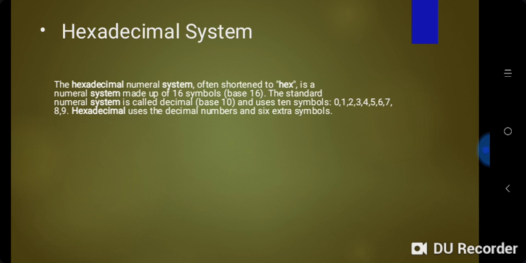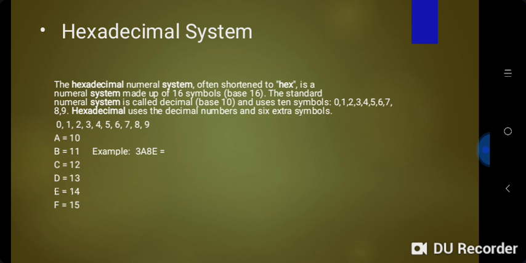Next is the hexadecimal system. The hexadecimal numeral system, shortened to hex, is a numeral system of 16 symbols, base 16. The standard numeral system is called decimal, base 10, and uses 10 symbols, 0 to 9. Hexadecimal uses the decimal numbers and 6 extra symbols, the letters A to F. A represents 10, B represents 11, C represents 12, D represents 13, E represents 14, and F represents 15.